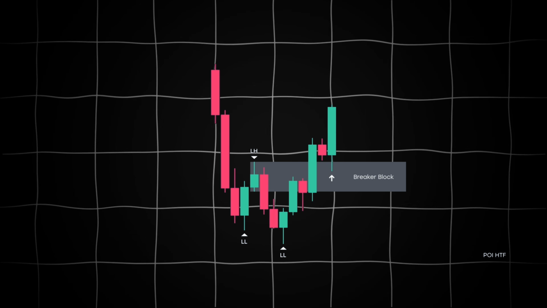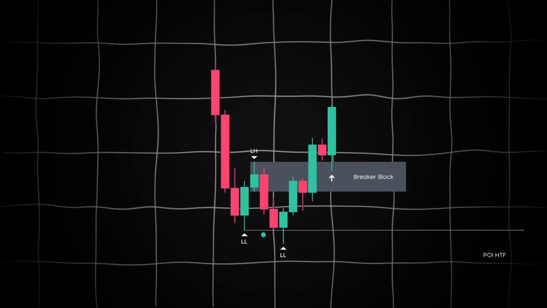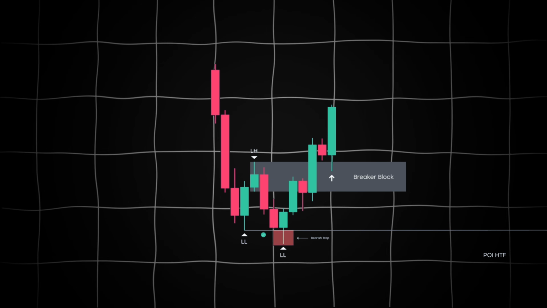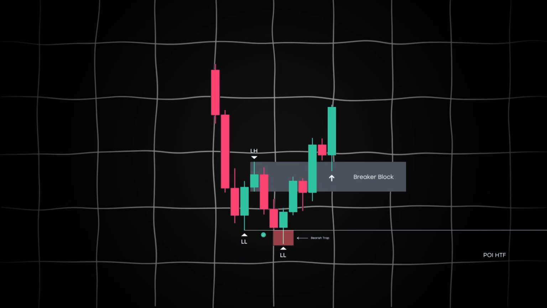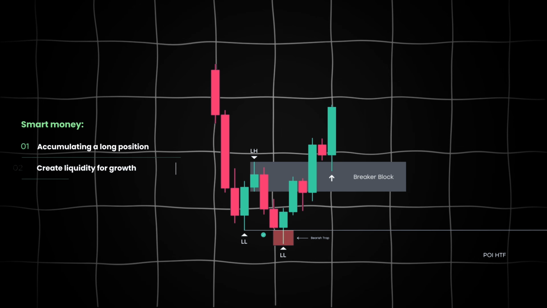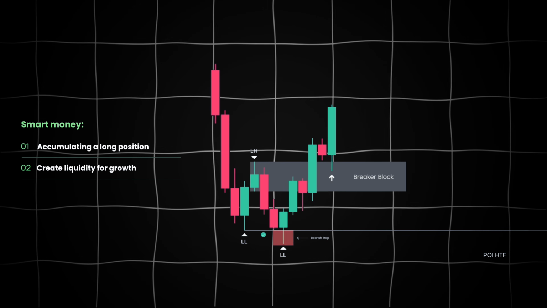Why does this work and what is behind it? Essentially, this is a classic bear trap that perfectly illustrates how smart money operates. The main event is the taking out of the lower low. At this point, smart money pursues 2 key objectives: to fill their buy orders and to create a liquidity pool on the other side for a future markup of the asset.